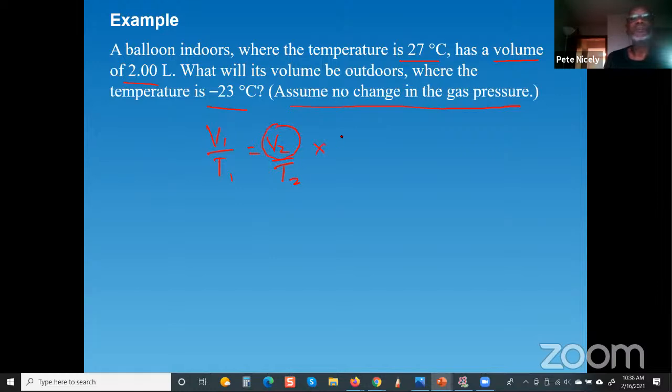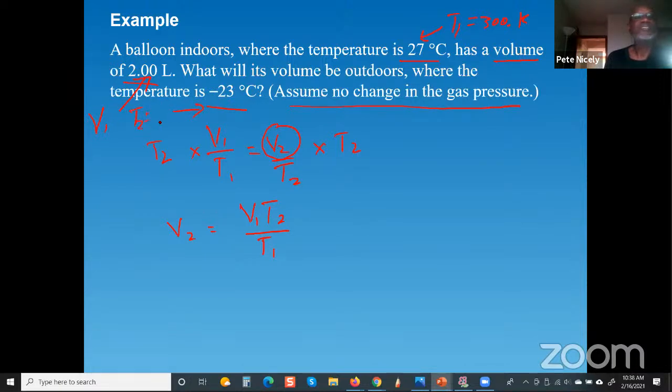So to get V2, we multiply both sides by T2. So basically V2 would be equal to V1 T2 over T1, all right? Now, we have to identify the different terms. T1 is 27 degrees Celsius, but we have to convert that to Kelvin. So 27 plus 273 gives 300 Kelvin. So this would be T1 equals 300 Kelvin. And then they gave you V1, and they gave you T2.